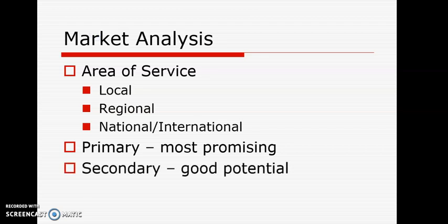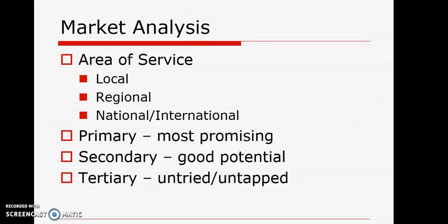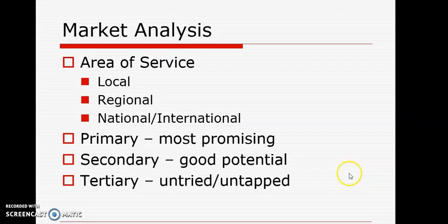There's usually a secondary group of consumers, and these are people that might be using a substitute or similar service, and they have good potential. You can probably entice them over, but you might have to do a little bit of persuading. And then the tertiary or untapped market might be a group of consumers that's never really thought about using what you offer, but now suddenly they have a need for it.